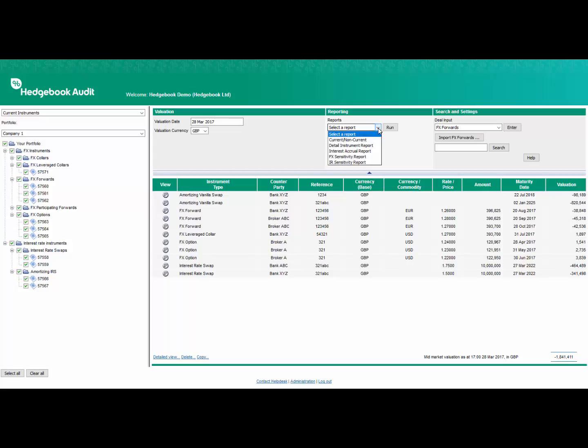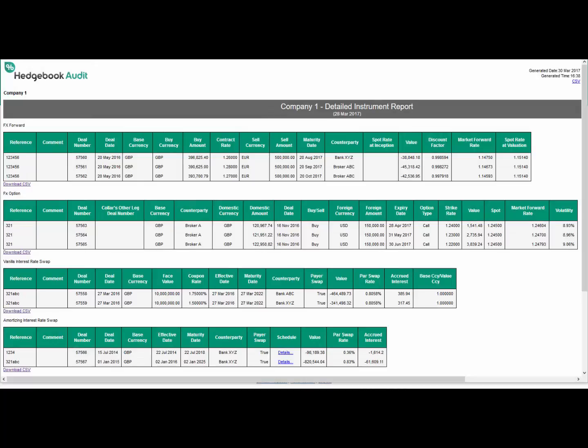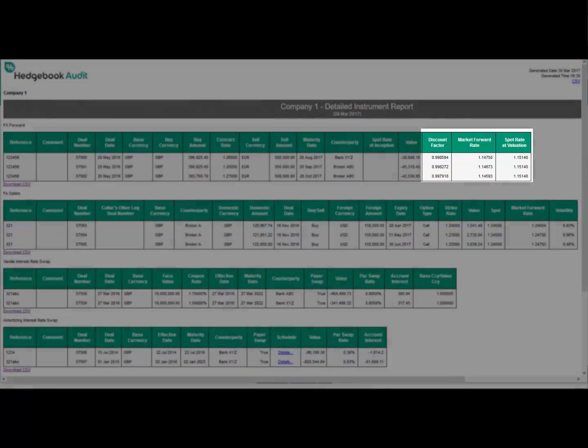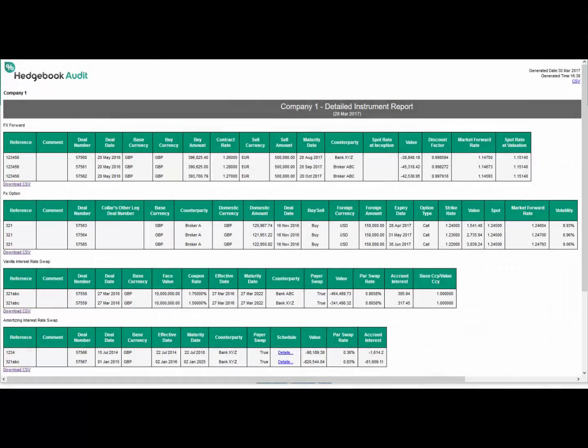The auditor has access to a number of key reports. The Detailed Instrument Report displays the valuation of the financial instrument and provides information on the key inputs such as the spot rate, the forward rate, the discount factor, and volatility. This covers off the independent valuation requirements of IFRS 13 and US GAAP reporting.